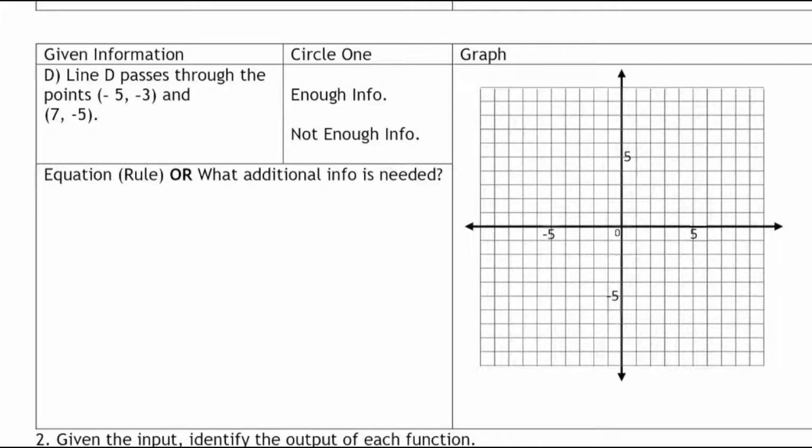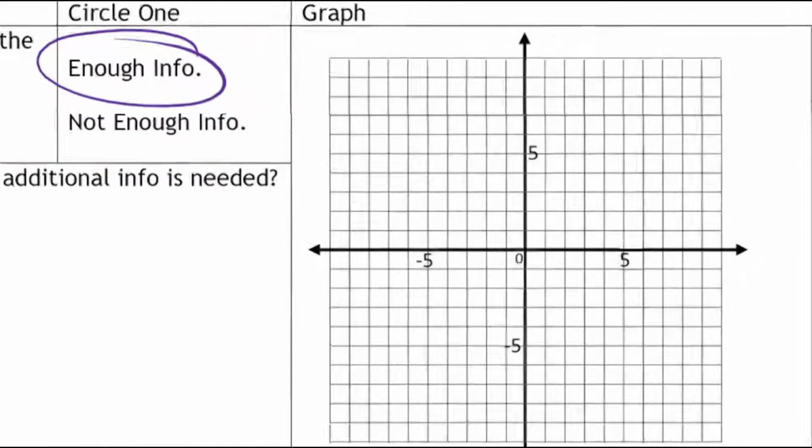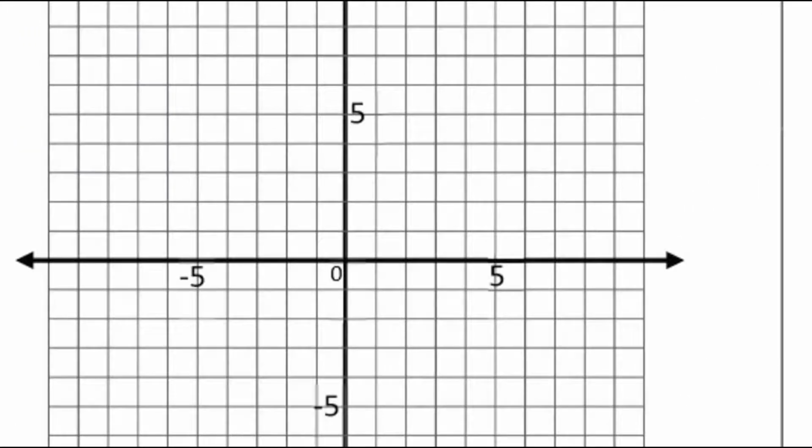Okay, well, if I'm given 2 points, that is enough information, right? 2 points is enough to determine the slope and the y-intercept. So let's plot the 2 points we have. One of the points we're told lives where x is negative 5 and y is negative 3. So this is one of my points.